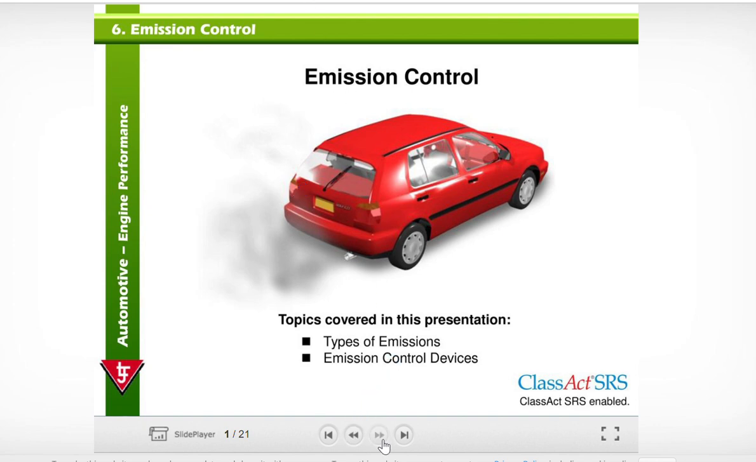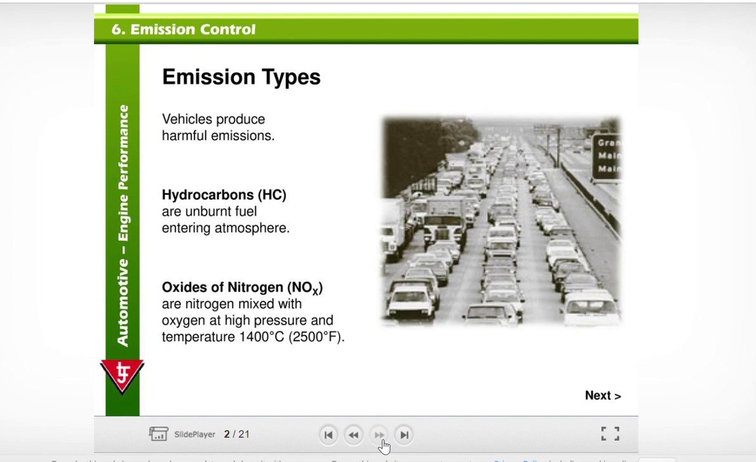The internal combustion engine ideally breaks down the petrol or the fuel by the process of combustion. So we are burning petrol in the presence of air to liberate heat, and as a result we're getting other byproducts like water and carbon dioxide. But then there is unburnt fuel.